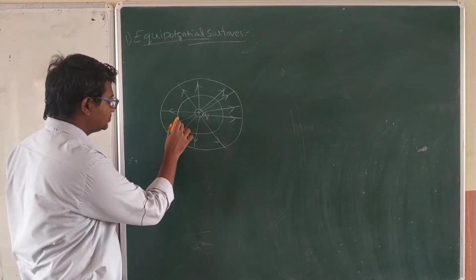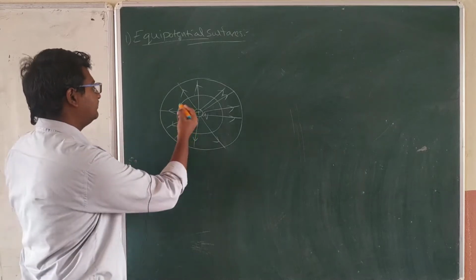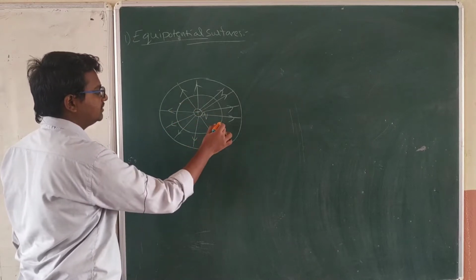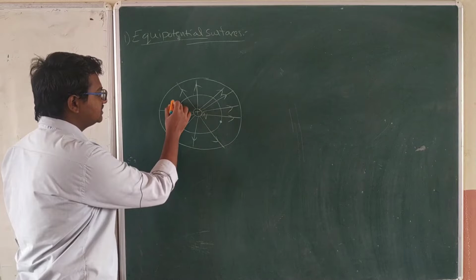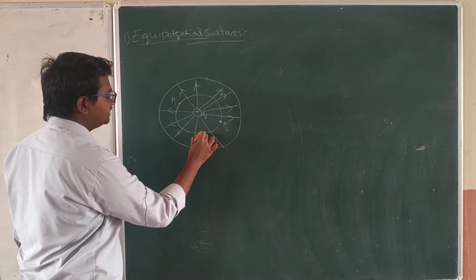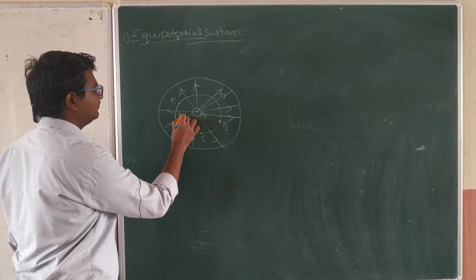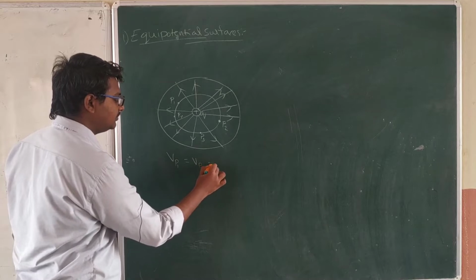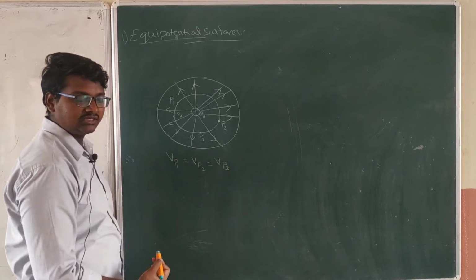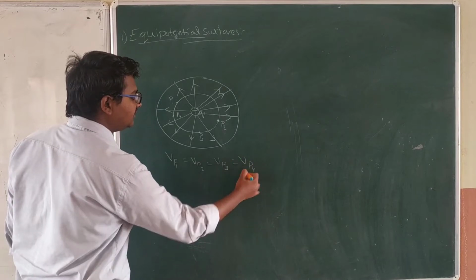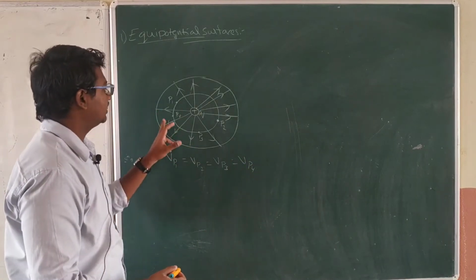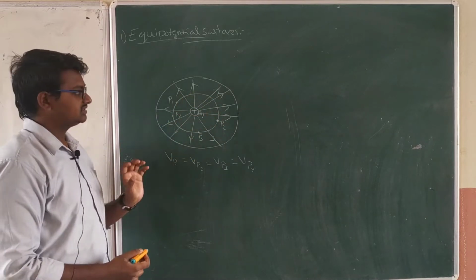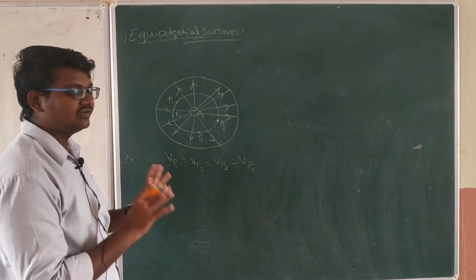That doesn't mean these two have equal potential. No. Whatever point you choose on any one surface, for example I am considering a point here and also a point here. This is point P1, this is point P2, and this is point P3 and point P4. It means potential at point P1 is equal to potential at point P2 is equal to potential at point P3 equals potential at point P4, and so on up to infinity. Infinite points we can mention on this spherical surface, and all those points will have equal potential.